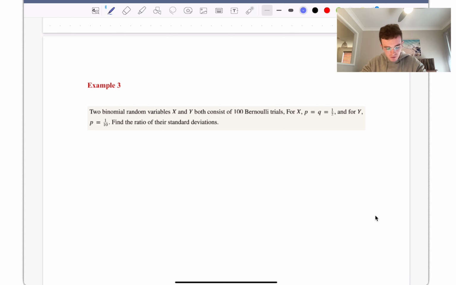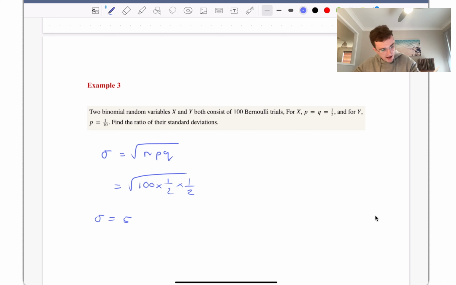Okay, so let's find the standard deviation of each of these trials. We know that standard deviation is equal to, that's not a theta, it's a sigma, square root of npq. So the square root of 100 times p, which is a half, times a half again, so square root of 25, which is 5. And the standard deviation of the second one, square root of 100 times 1 on 10 times 9 on 10, which you get 3. So the ratio of their standard deviations is 5 to 3.